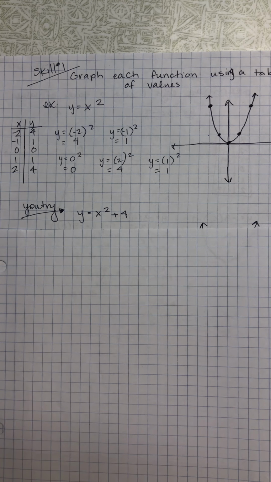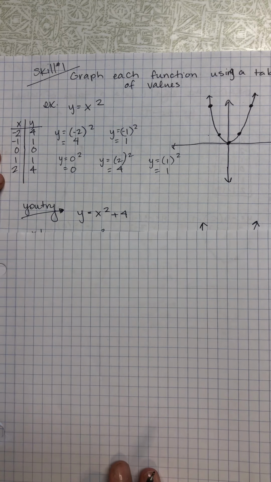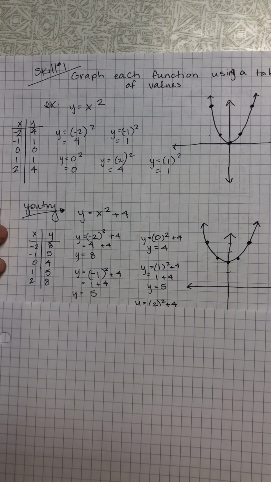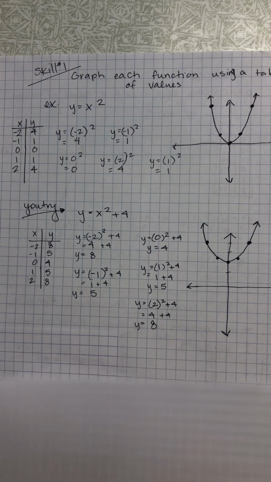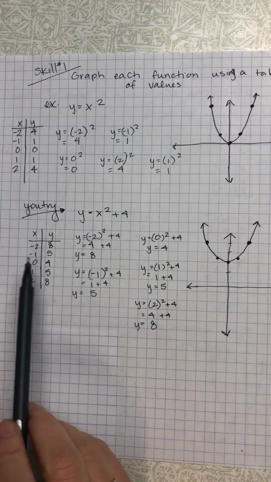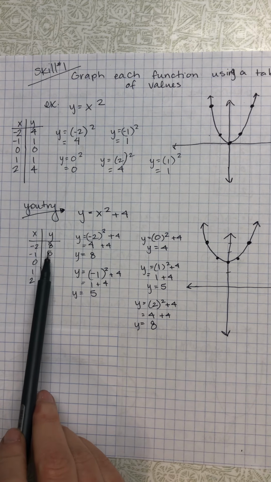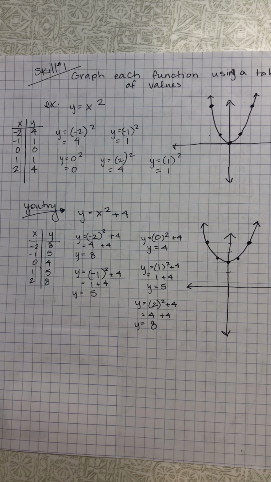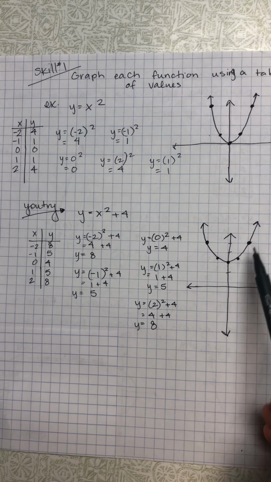Graph using a table. Y equals x squared plus 4. Pause it, come back when you're ready. You should have got x was negative 2, y was 8. When x was negative 1, y was 5. When x was 0, we got 4. 1, it was 5, and 2, it was 8. And when you graph that, it looks like this.